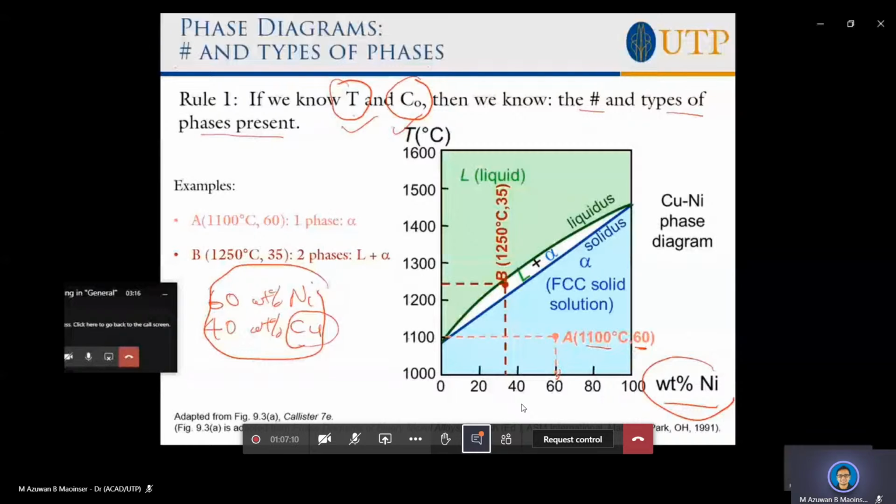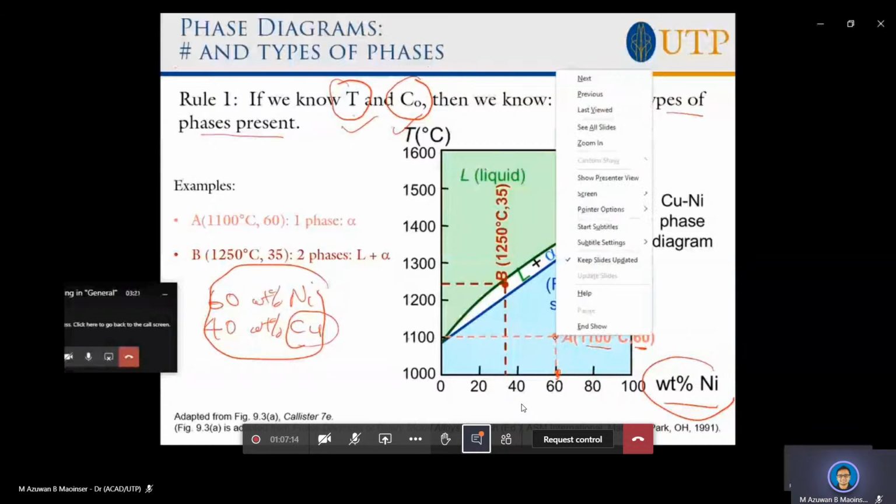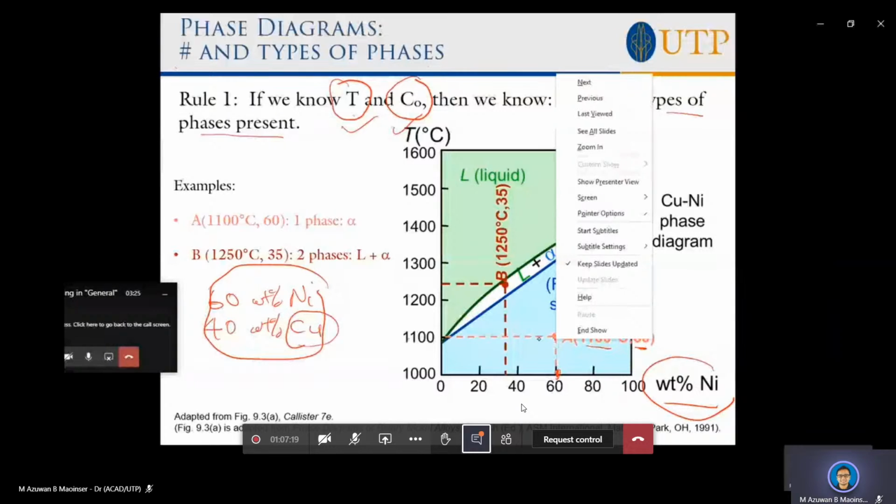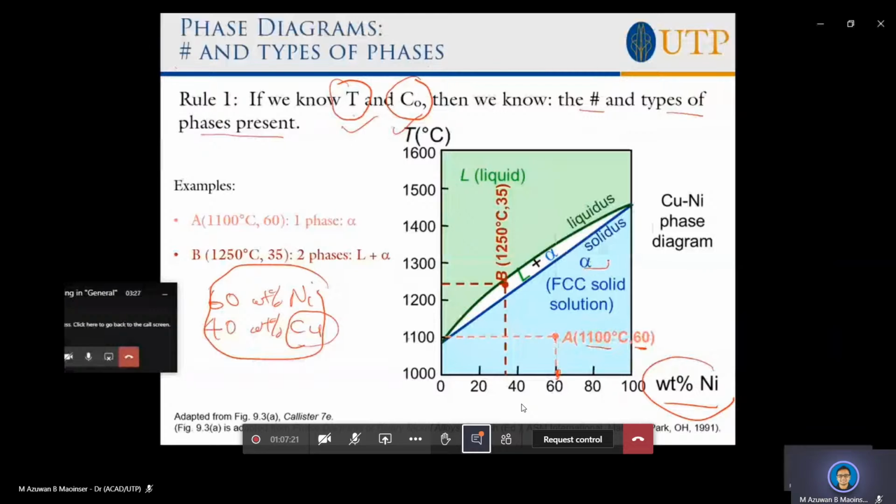If I am 60% nickel, 40% copper, at 1100 degrees Celsius, what phase do I have at this point? I am totally solid alpha, so I am only one phase, alpha. If I'm at this point B, what is B? B is 1250 degrees, and my composition is 35% nickel. I would be a mixture of liquid and alpha.